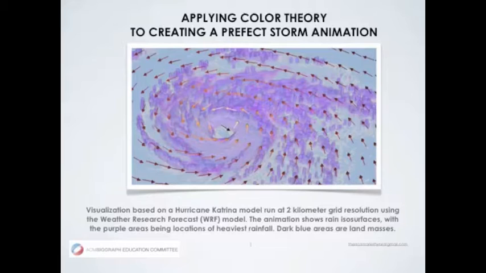The animation shows rain isosurfaces with the purple areas being the location of heaviest rainfall. Dark blue areas are land masses. In our color theory presentation, we will show how we built up the purple rain masses as the hurricane is evolving, and how we used orange vectors as the contrast to show the wind vector motion.